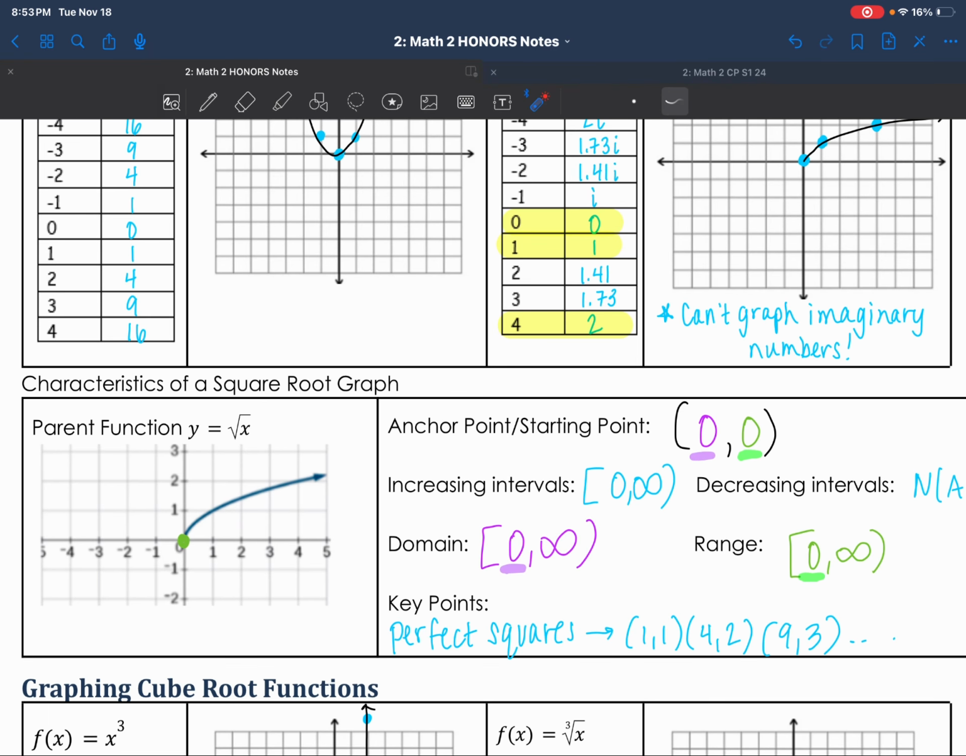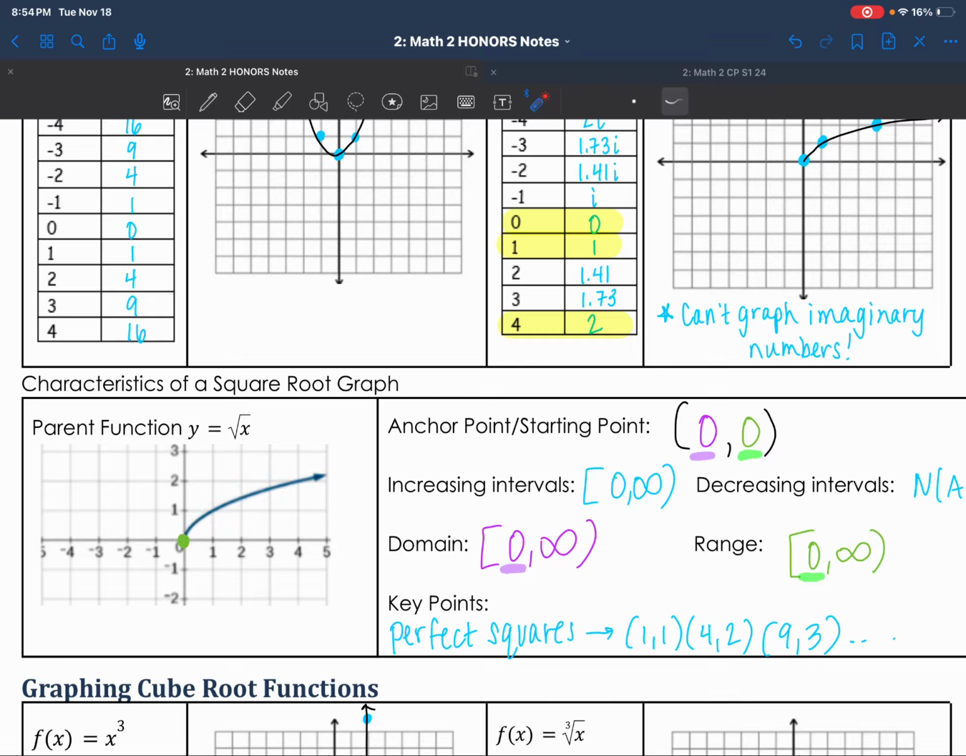So the characteristics of a square root graph, this is your parent function for it. You have what's called an anchor point instead of a vertex. Think of it like your vertex, but it's called the anchor point, and that is where it begins. So it's your starting point. In this case, for the parent function, your anchor point is going to be 0, 0. Now your increasing interval is where it goes above the x-axis. Remember, you're looking at your x, so it's starting at 0, it includes 0, and it goes to infinity.